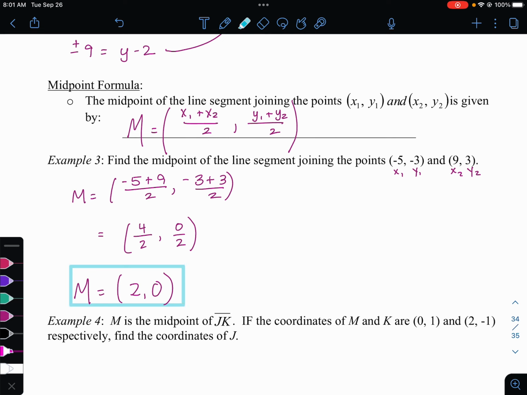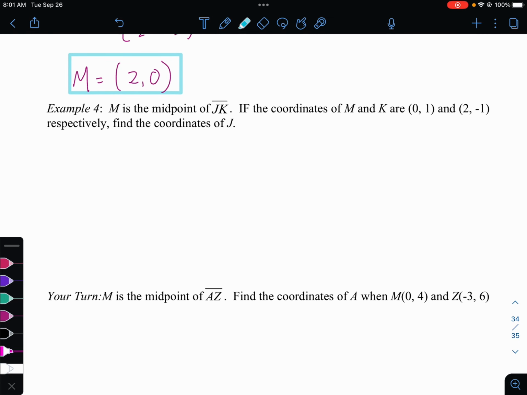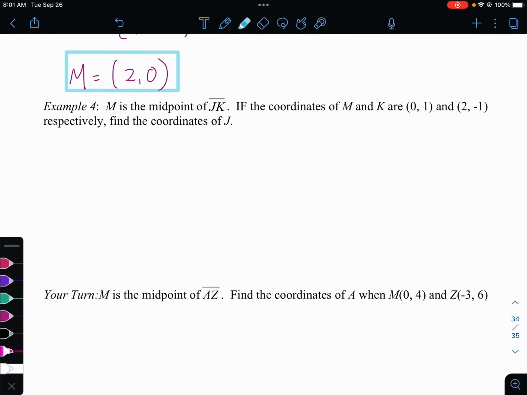All right, again, we're going to take it just a little bit further because that's way too easy for you guys. And you should have covered this in geometry. So let's see how much you remember. This one says M is the midpoint. So they're already telling me M is the midpoint. If the coordinates of M and K are (0, 1) and (2, negative 1), respectively, find the coordinates of J.